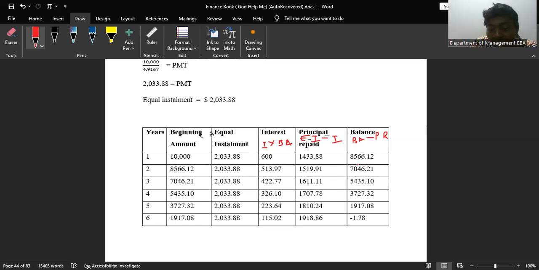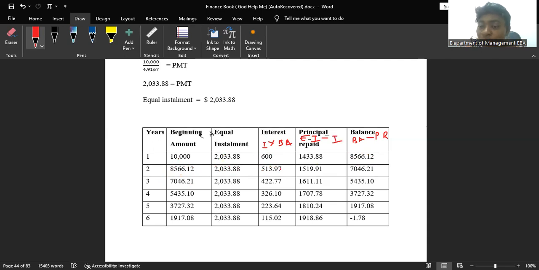Now we go through the same process for the second year. This will become the beginning amount. Now this is the principal amount left, so you will call it the second year session. You go to the table, the regular amount you pay, you write it down. Now you take 6%, the interest rate is 6%. You multiply it by the principal at the beginning of the second year, then you get 513.97.